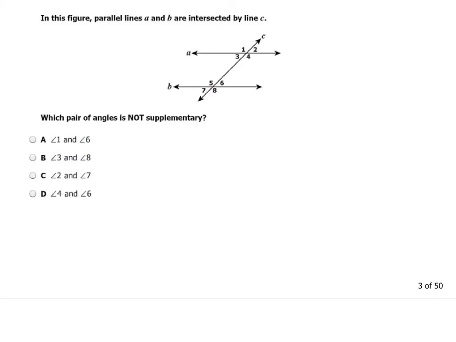In this problem, they're checking to see if you know your angle pair relationships. Make sure we look at this keyword, not supplementary. So every angle here is acute or obtuse. So every angle is either acute or obtuse. So when we take a look here at number 1, it says 1 and 6. 1 is obtuse, 6 is acute, so they are supplementary.